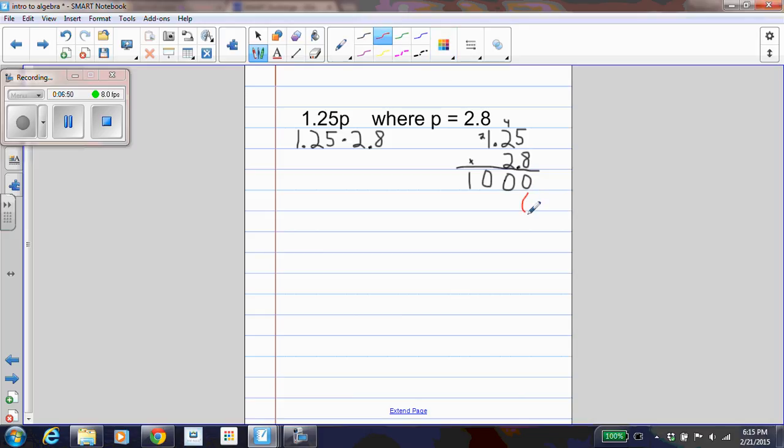I'm going to put my placeholder now because I now have to multiply the 2. Still trying to be neat and orderly. 2 times 5 is 10. I put my 0 there. Regroup the 1, making sure I put it to the left there. 2 times 2 is 4, plus the 1 is 5. 2 times 1 is 2, plus nothing. Now, of course, we add those up.